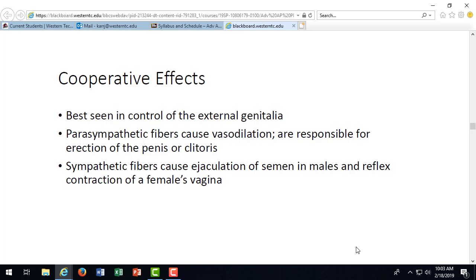Cooperative effects means sometimes these two systems cooperate to accomplish a certain task. For example, ejaculation in the male is necessary for reproduction. In order to achieve ejaculation, the penis needs to become erect for insertion into the female. So erection and arousal is caused by parasympathetic fibers dominating. So that causes dilation of the blood vessels serving the penis so it can fill with blood and become erect. And then after a certain amount of arousal is achieved, the body switches to sympathetic domination, and that causes ejaculation and release of semen. And contraction in the female as well when she achieves orgasm.